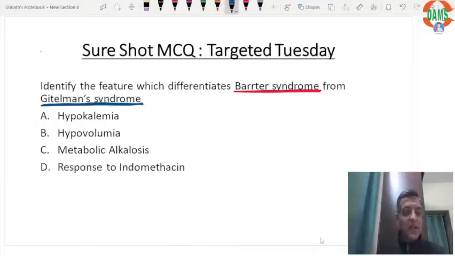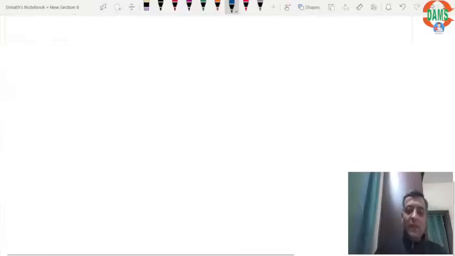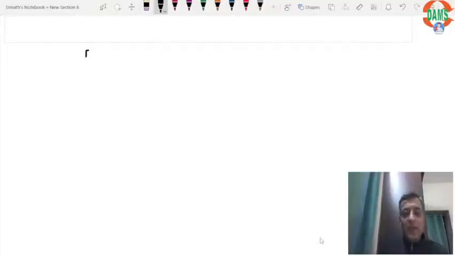As has already been said, we know the answer, but as I always say, knowing the answer alone does not necessarily mean that we know the concept also. So we want to learn the concept along with the answer. Both we want to learn in this session. To understand, we will go back to a little approach table of metabolic alkalosis.